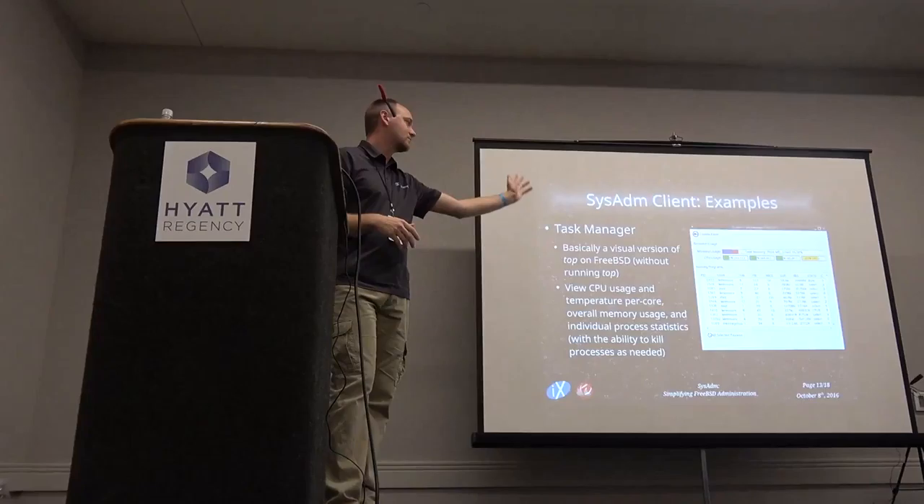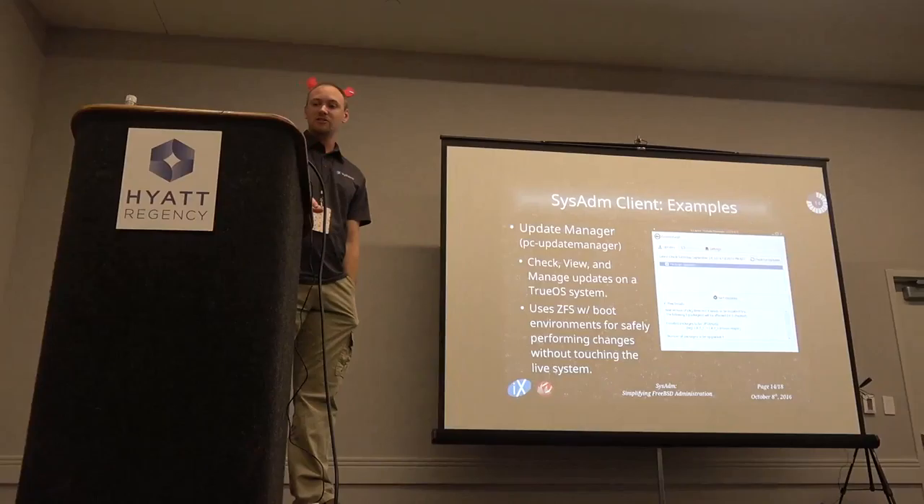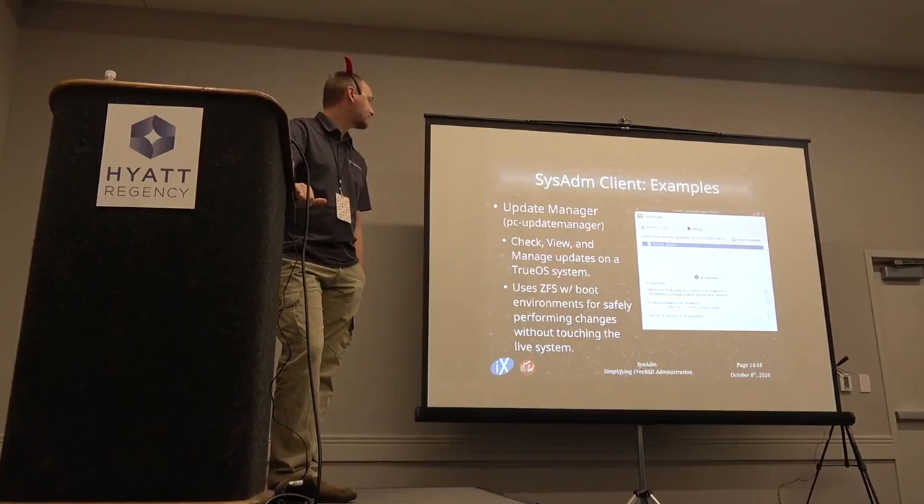If you scroll over it, it gives you the stats on all the various categories of memory usage. So you've got active, inactive, wired, and there's two other ones I can't think of off the top of my head, but it shows you all that as well if you want to see the full breakdown. So this is what the task manager is. Basically, it's a visual way of doing top without ever having to SSH into your system. So if you know that you've got some rogue process running 100% CPU and eating up memory, you can just go in there and kill it really easily.